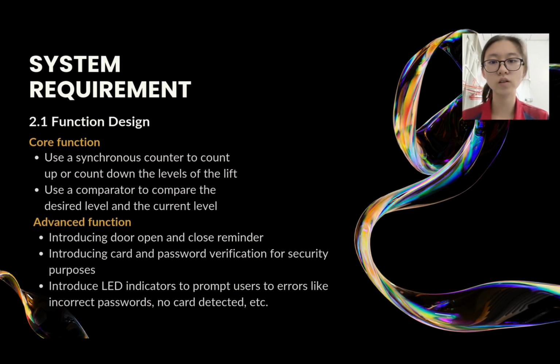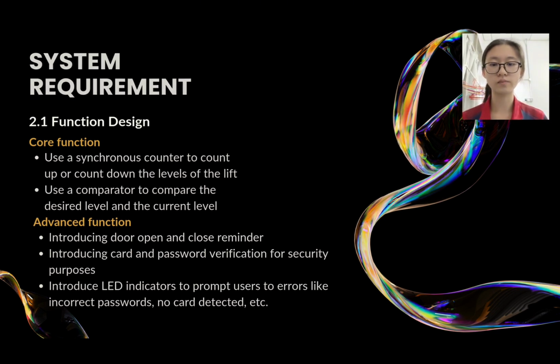I'm Ongxun, so now I will talk about the system requirements. For the functional requirements, our lift system is divided into core functions and advanced functions. The core function of the system is to use a synchronous counter to count the lift levels, either counting up or counting down, depending on the selected direction. A converter is also used to compare the desired level selected by the user with the current level of the lift. For the advanced functions, the system includes a door open and close reminder to ensure safe operation. Card and password verifications are also introduced to improve security. In addition, LED indicators are used to alert users to errors such as an incorrect password or when no authentication card is detected.